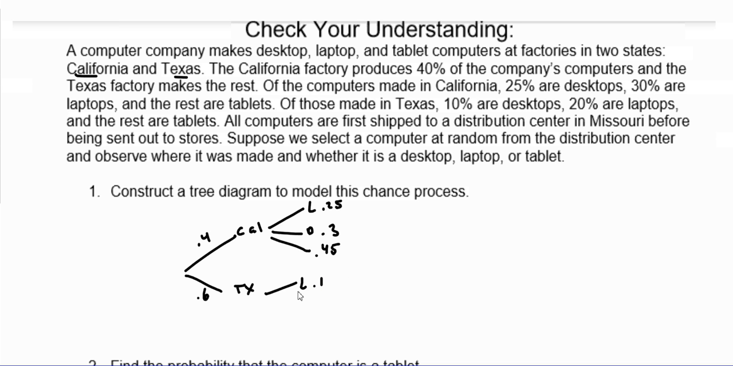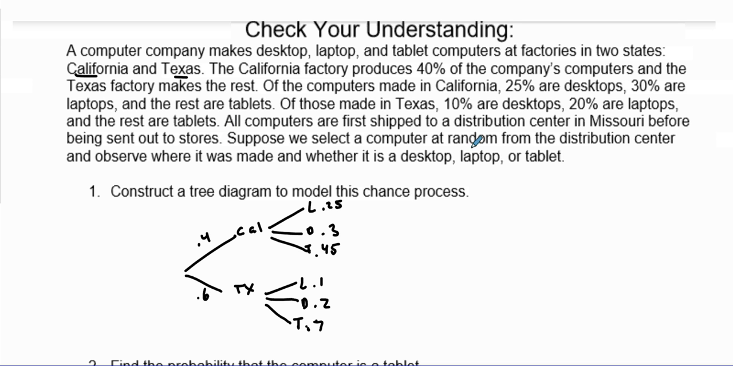We know that desktops, D, right there, I'll put tablet as T. D right here is 20%. And the rest are tablets right there. So we know that's going to equal 70, 70% are tablets. Now, both of these have to add up to 100. So all the computers are first shipped to the distribution center in Missouri before being sent out to stores.